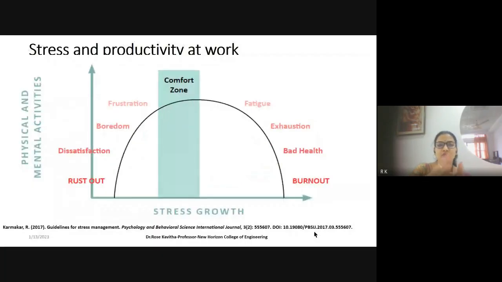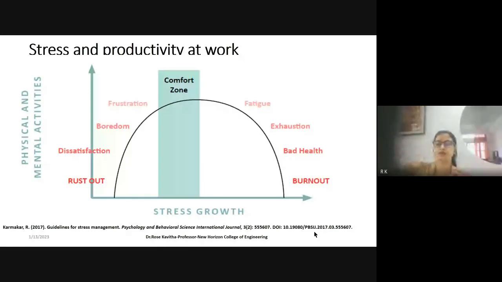Those who have got above 6, can you understand this? This is the stress growth on the x-axis, and the physical and mental activity which is supposed to be done is on the y-axis. And in between, the middle is called the comfort zone. This is taken from the best guidelines for stress management, 2017, from the International Journal of Psychology and Behavioral Science.